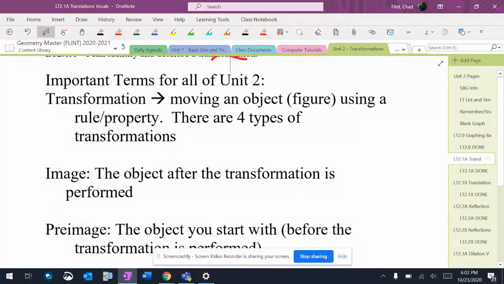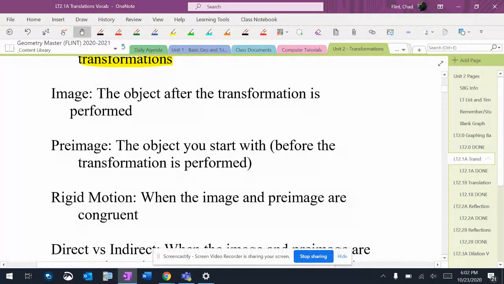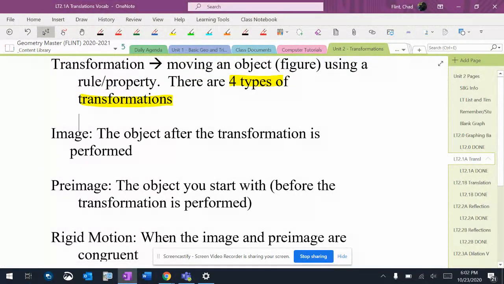A transformation is moving an object or figure using a rule or property. So transformation, there are 4 kinds. We are only going to do 3 in the year 2020. If you're listening to this video after the year 2020 and I haven't changed it, we're going to do all 4. 2020, if you haven't heard in history, was nuts. So we didn't have all of the topics in 2020. So transformation: there is rotation, reflection, dilation, translation.